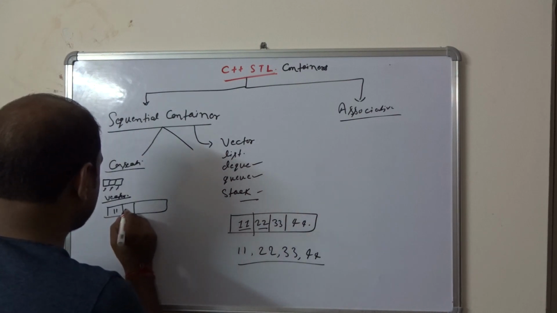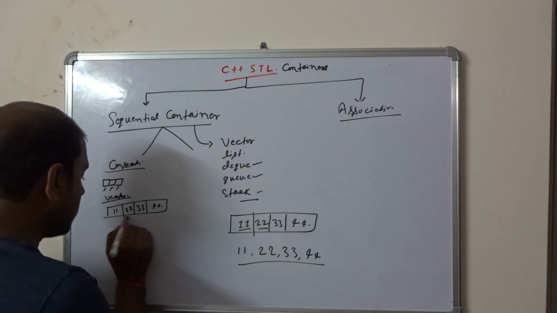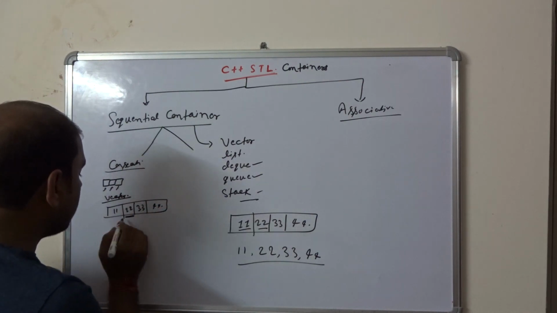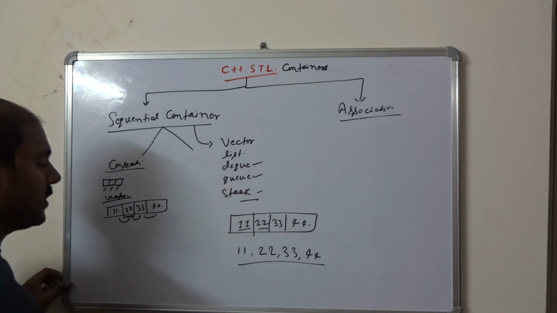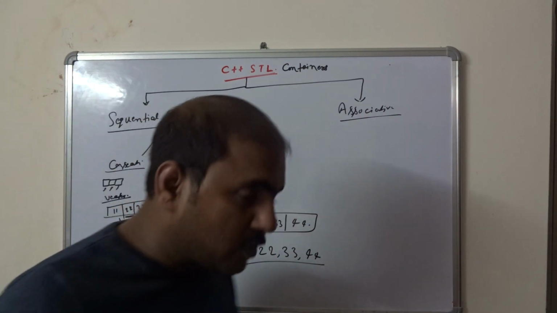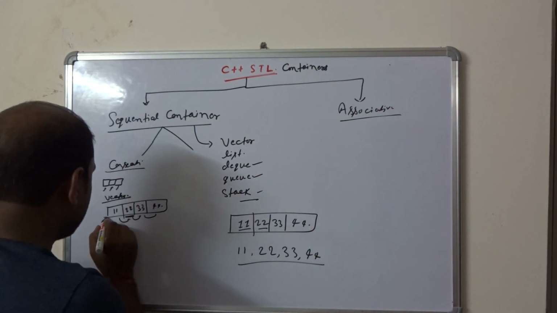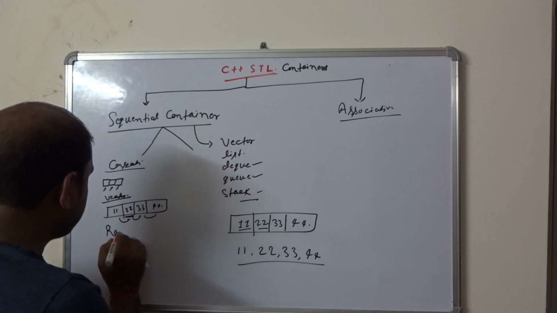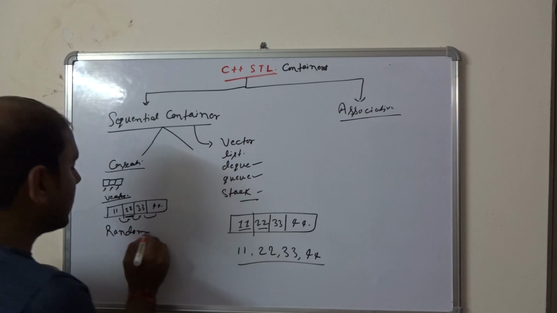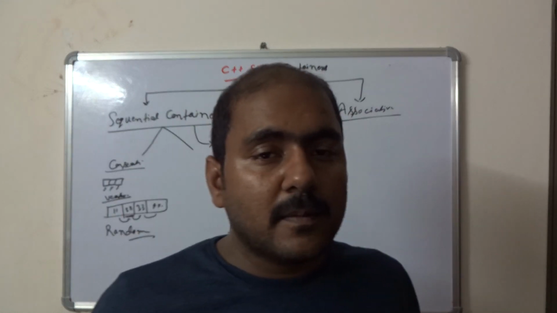So let's say it's stored as 11, 22, 33 and 44. In this case, 22 came after 11 only, 33 came after 22, and 44 came after 33. So this data is stored in a consecutive manner. This type of container, a consecutive sequential container, supports random access. Random access means you can access an element by its index.